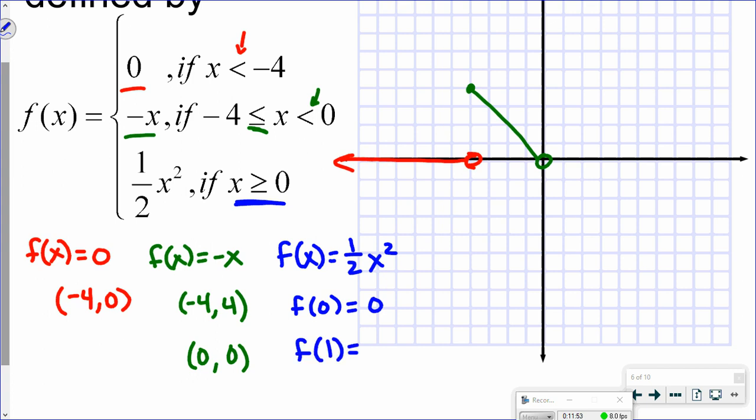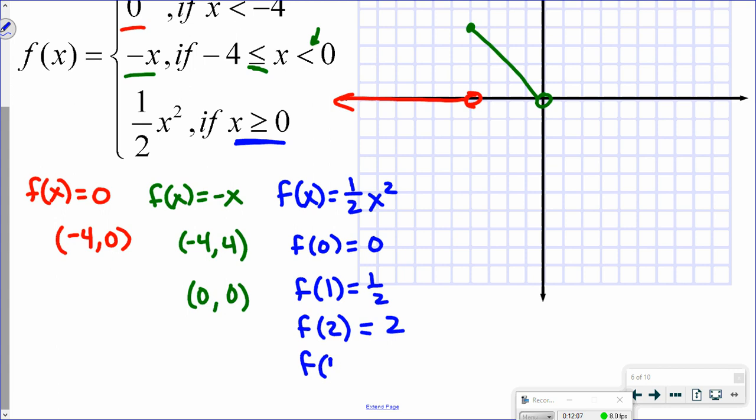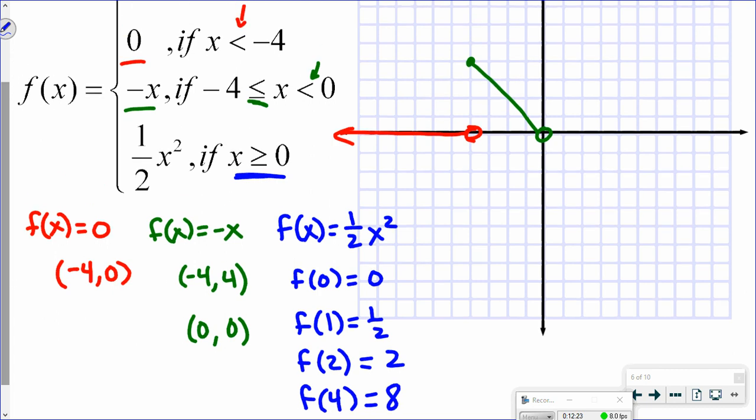So if I plug in 1, I get 1/2. If I plug in 2, 2 squared is 4 times 1/2 is 2. Let's do one more. I'm picking even numbers because those are easy to multiply by 1/2, so that's why I skipped 3 and went to 4. 4 squared is 16, and then 1/2 of that is 8. So at 0, 0, I have a closed circle. Well, I have an open circle, but I have a closed circle on top of it now.